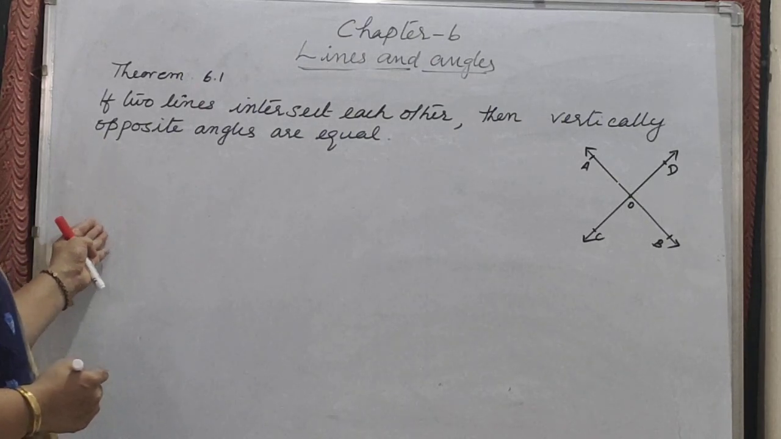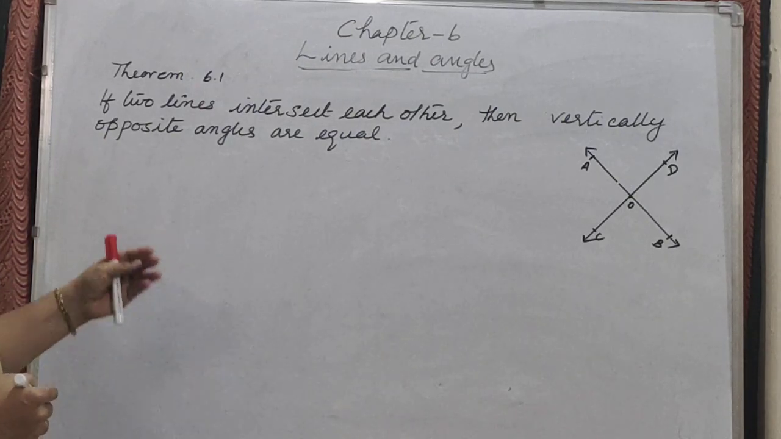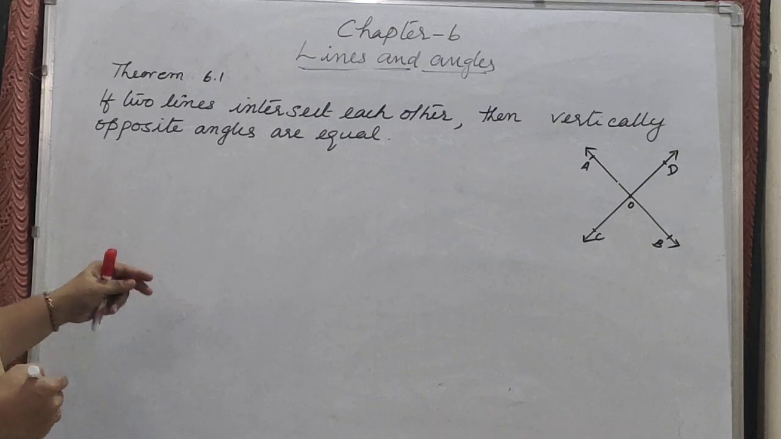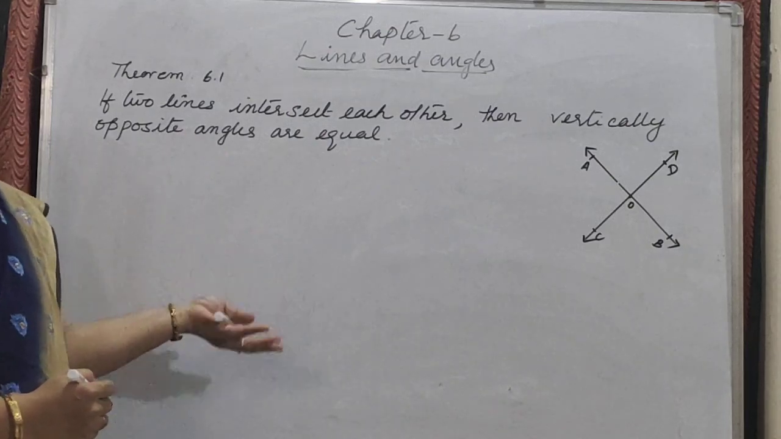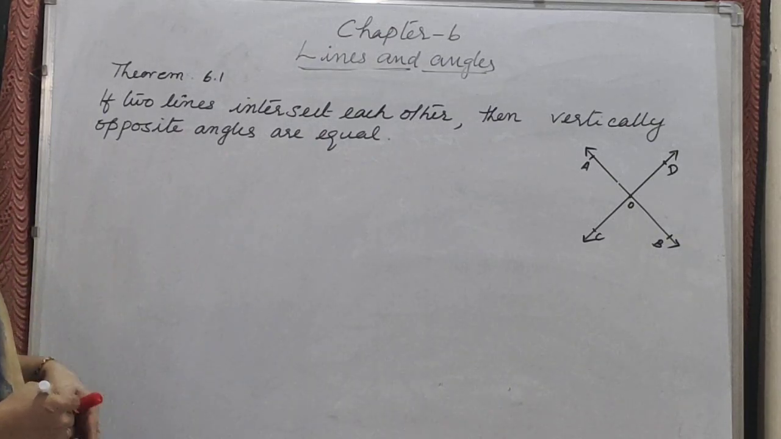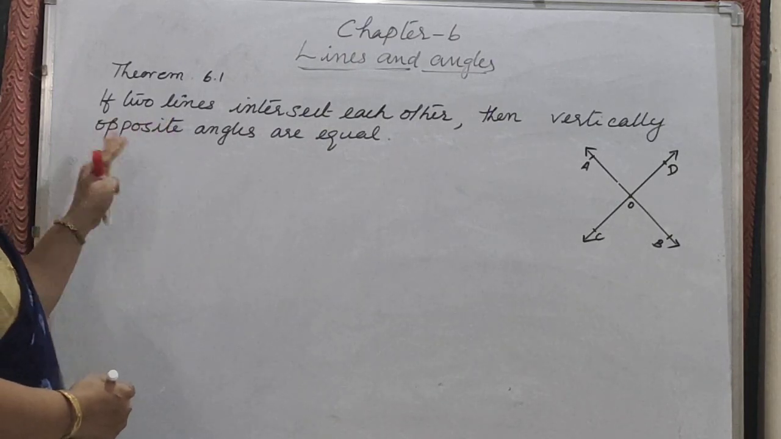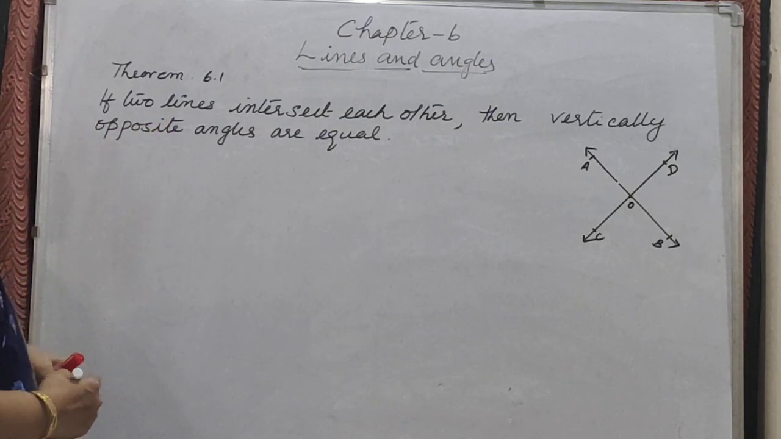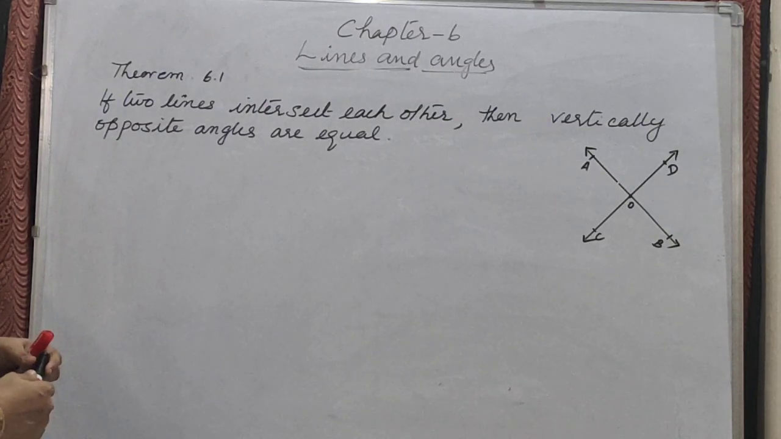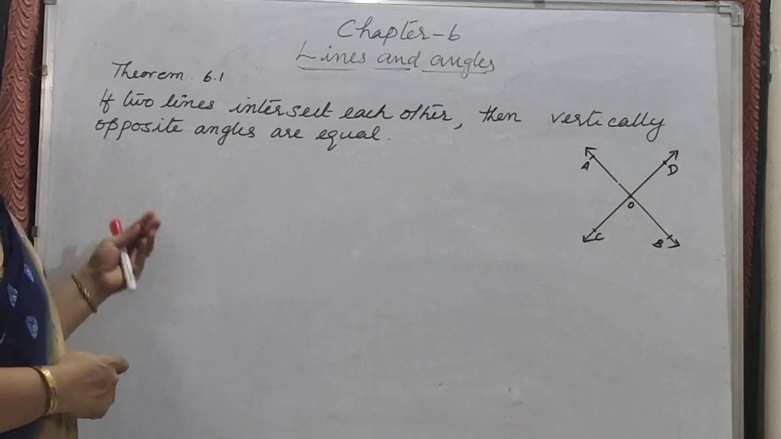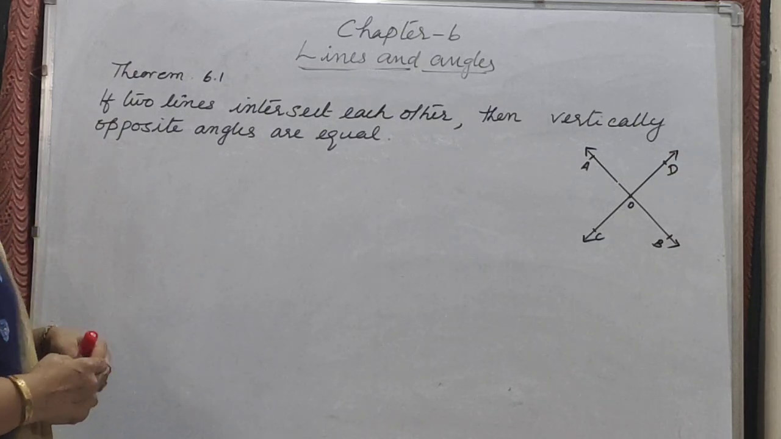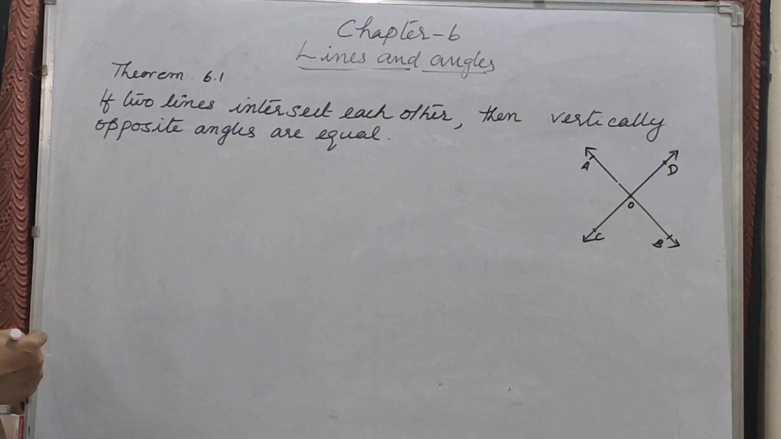We have studied this statement in lower classes, but there we used the activity method only, that is cutting the angle or measuring the angles, and we just checked whether the opposite angles are equal or not. Now what is the statement? If two lines intersect each other, then vertically opposite angles are equal. So we should prove this in the proper theorem proof method, and apply the steps here.